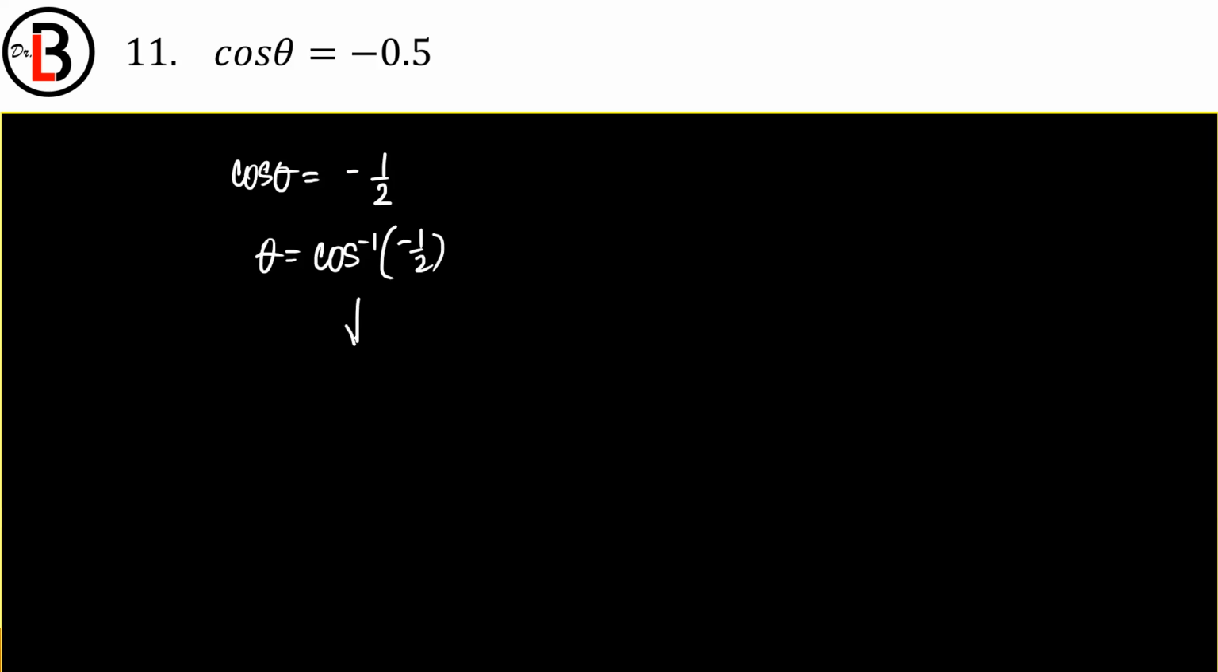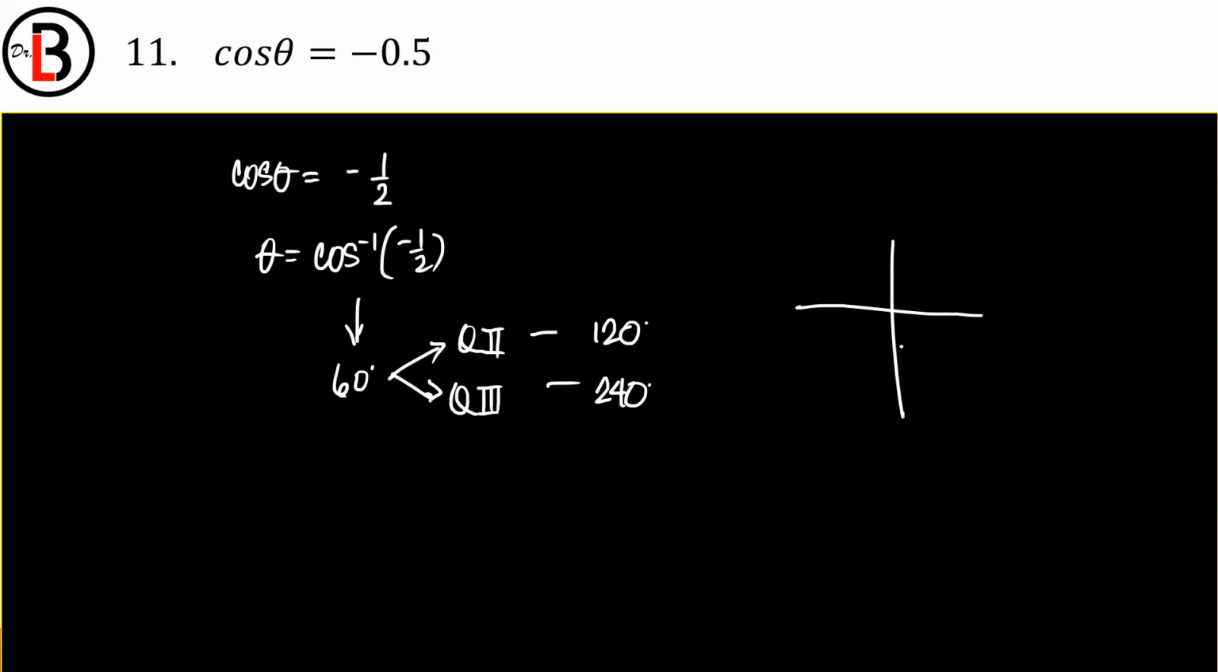You know that this becomes true at what angle? 60 degrees, but it's negative, meaning either in quadrant 2 or 3. So what is 60 in quadrant number 2? That is 120 degrees. What's 60 in quadrant number 3? That is 240 degrees. So again, since you're not given any conditions, that means all the possible answers.